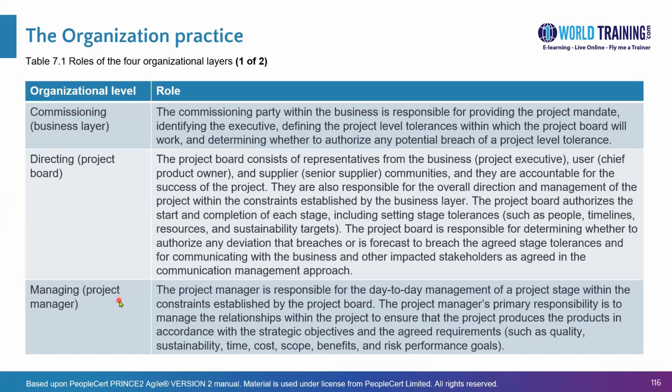And below the project board, we have the project manager, which is the managing level. The project manager is responsible for the day-to-day management of a project stage within the constraints established by the project board. What this means is the project manager cannot control the project. They can only control the stage, but they can always check the progress of the project, even though the project board is more concerned with the overall project and also to some extent with the stages. The project manager can, of course, check the progress of the project as well as the stages, while they will focus more on stage monitoring and controlling.